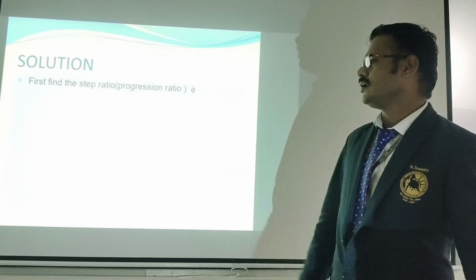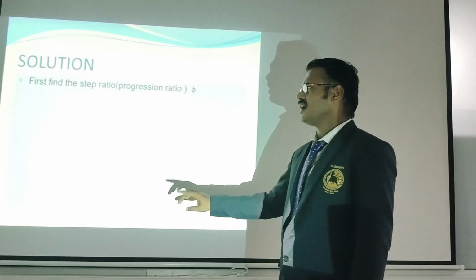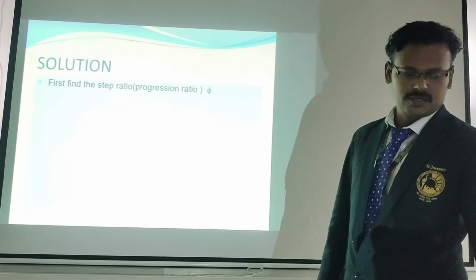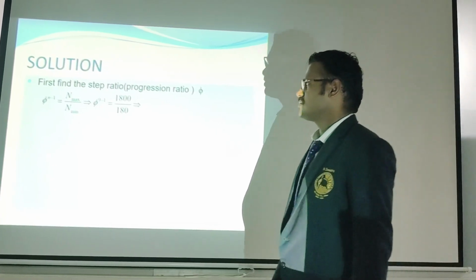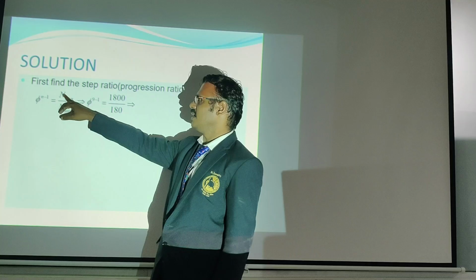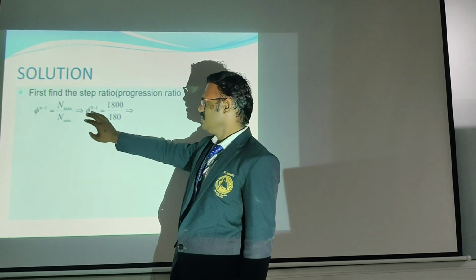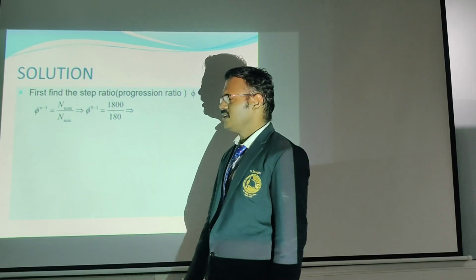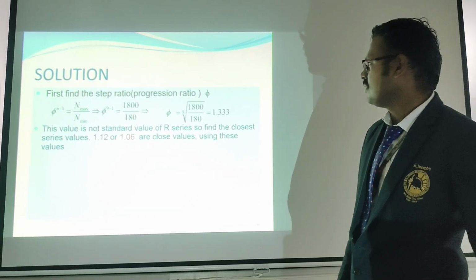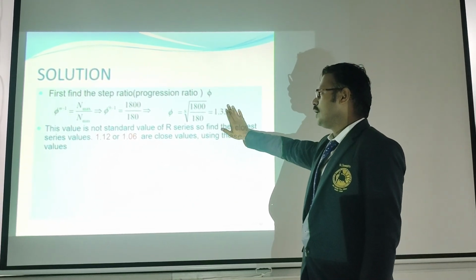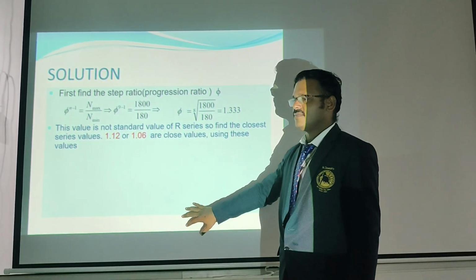So first step, we need to find out the progression ratio or step ratio. So n max by n minimum equals psi power n minus 1. That formula we need to use. Already they have given n max and n minimum, and small n value as 9. So from this we need to find out the psi value. Psi value is 1.33. Now we need to check in the data book R5 series, R20 series, R40 series.